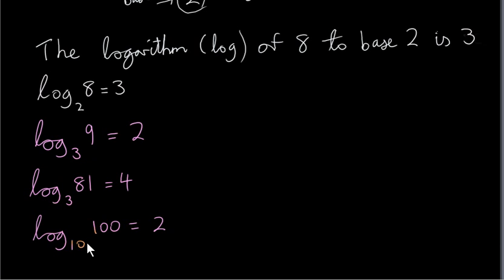Here's an example of a log to the base 10. Log of 100 to the base 10 is 2. Now, the function log to the base 10 of x is on most scientific calculators, although the base is often left out. The base is understood to be 10. So the button will usually just have log written on it, meaning log to the base 10.